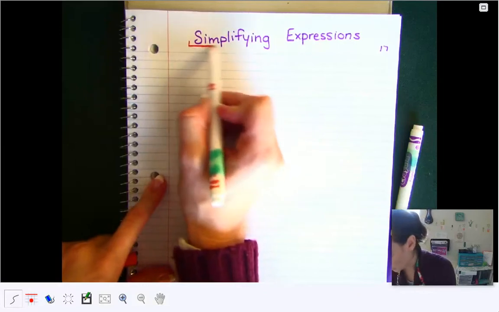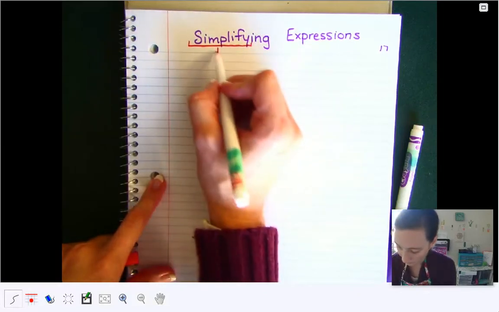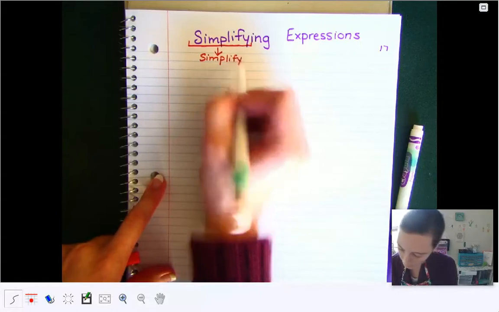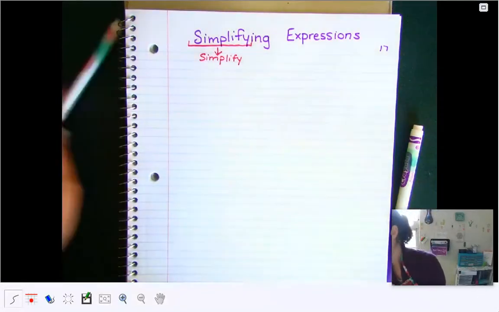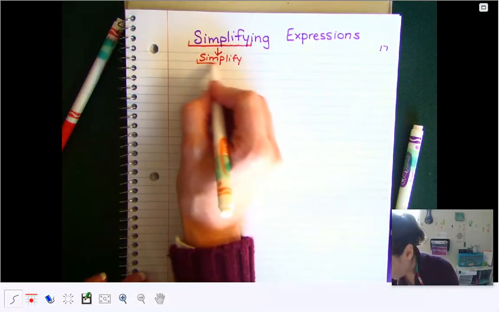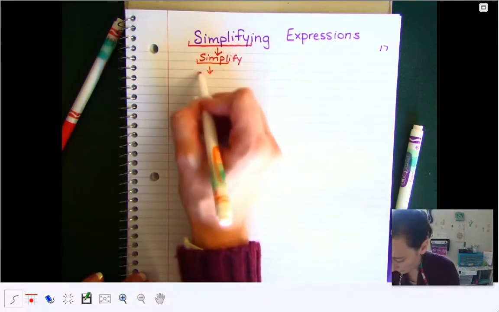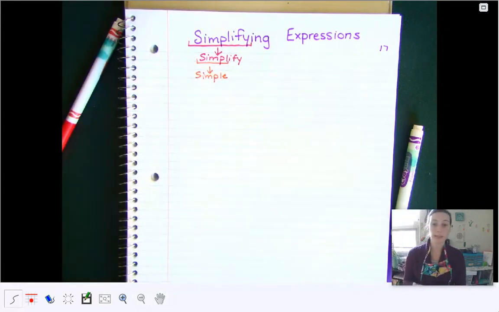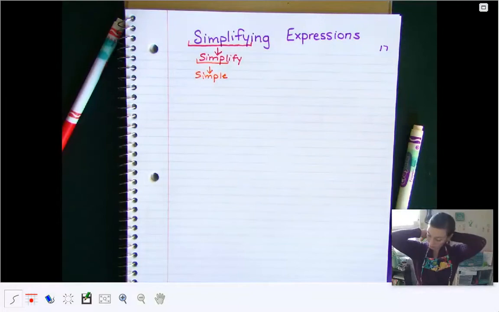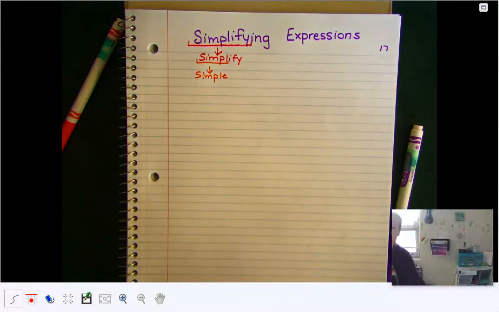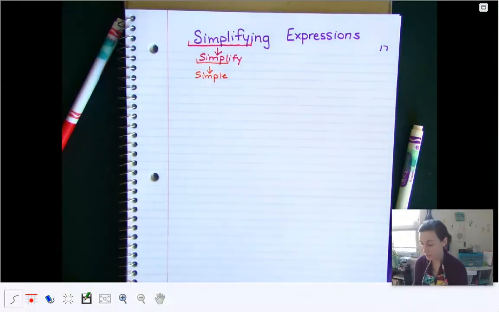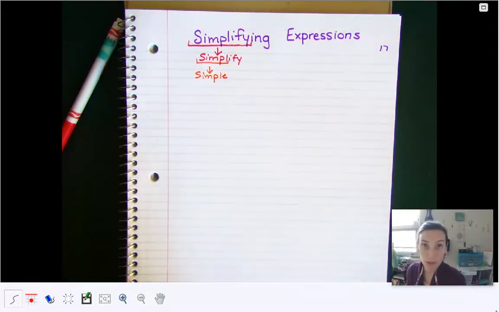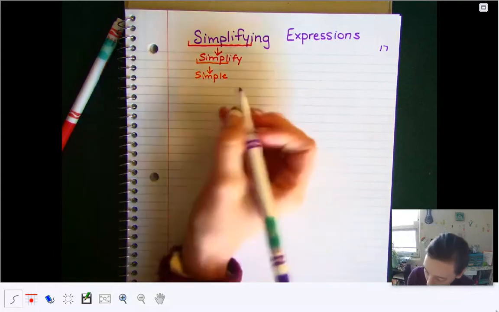simplifying, we see the word simplify in there. And when we look at the word simplify, we see most of the word simple. So when we simplify an expression, we make it simpler. And when we make it simpler, we make it less complex. That's kind of the opposite of simple. But what does that mean? What that means is we use as few terms as possible.